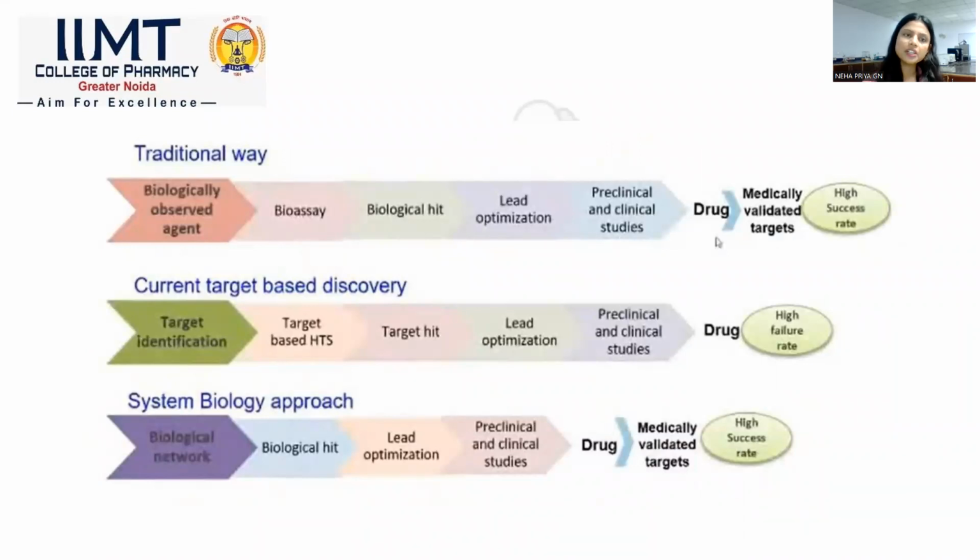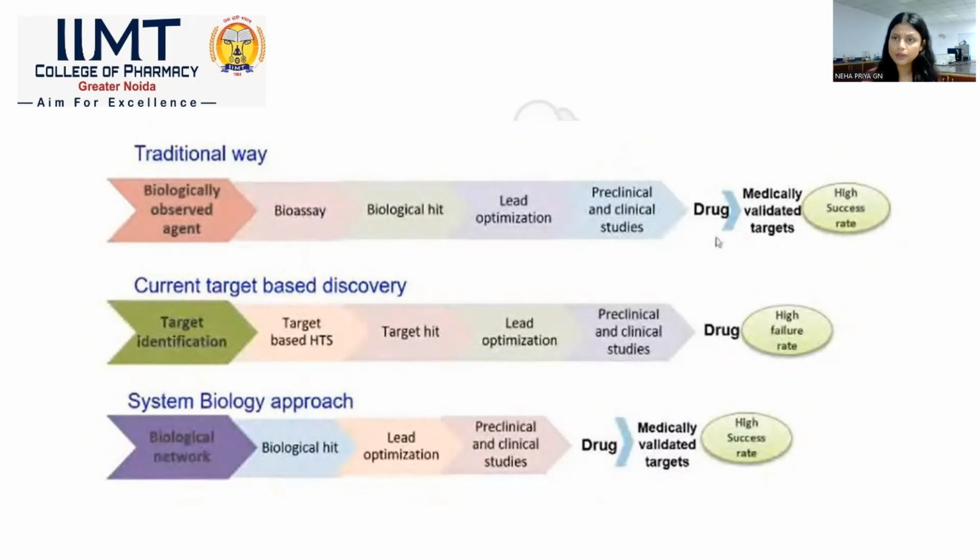So basically, earlier things were going in a traditional manner. Then later on, current target-based discoveries happened, and after that, the systems biology approach came. In the traditional manner, first we do the bioassay and get the biological hit, then lead optimization will identify our lead, then there will be preclinical and clinical trials, and then the success rate. The success rate in this manner was higher because first we had the target, and we went with leads that would surely work on that target, and then we did our preclinical, clinical, in vitro, and every study.